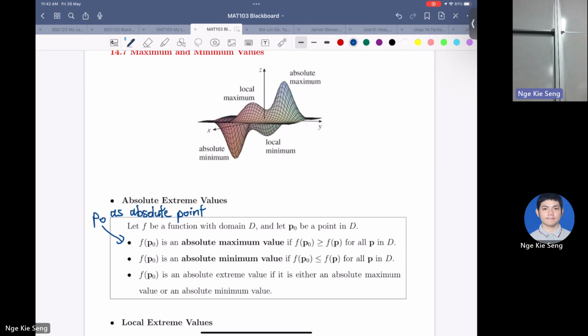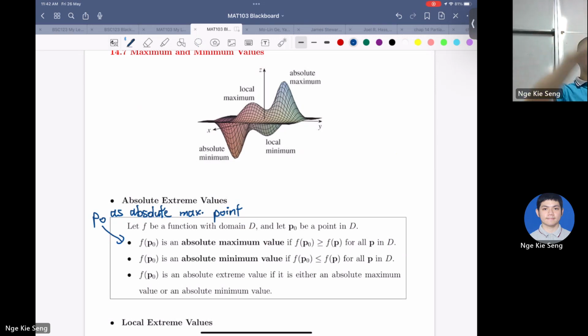Okay, one is a point, one is a value: domain and codomain, and range. So if P naught is an absolute maximum point, or F of P naught is an absolute maximum value, then F of P naught is greater than or equal to F of P for all P in D. Does it make sense? So F of P naught is the greatest among all the values in the range of F.